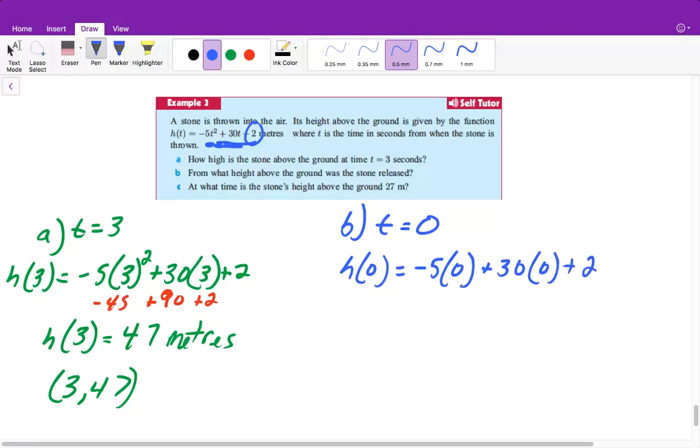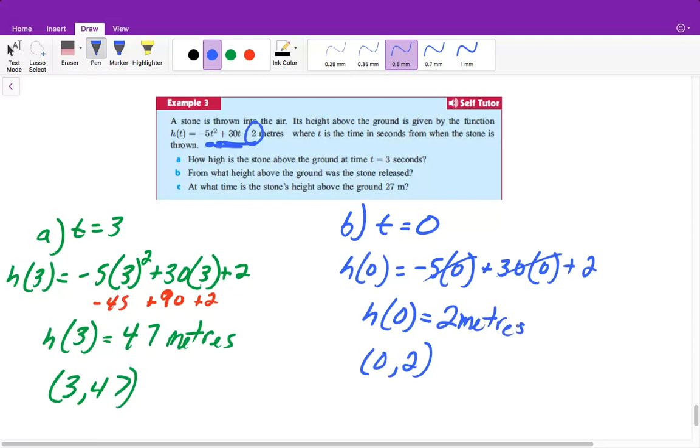So then this will give me 0, this will give me 0. So then our h of 0 is equal to 2. So that means when our t is equal to 0, our height was 2. So our initial height, how high the stone is above the ground from when it's being released, is 2 meters above the ground, right? 2 meters.